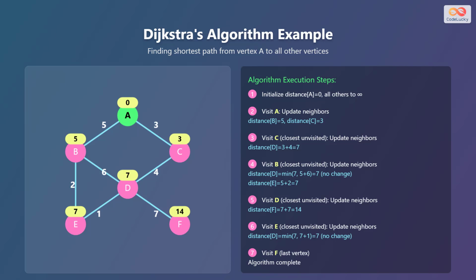Continuing this process, we visit D and update the distance to F as 14. We then visit E, but no distances are updated. Finally, we visit F, and the algorithm is complete. We now have the shortest path from A to all other vertices.